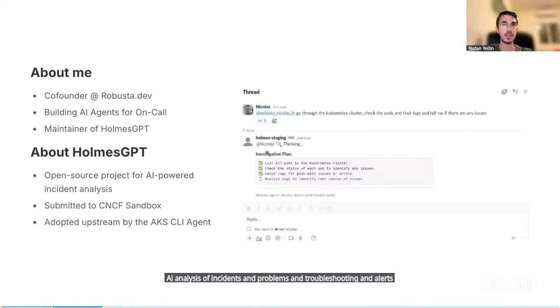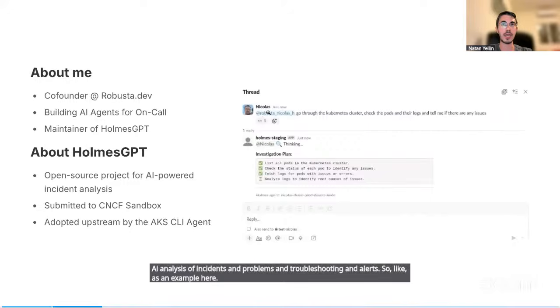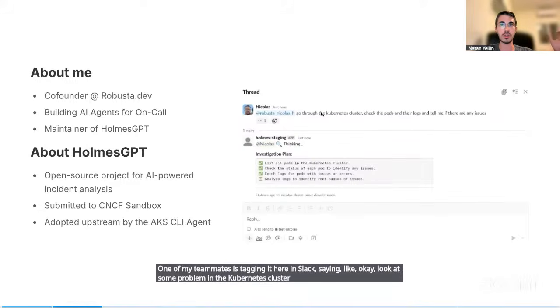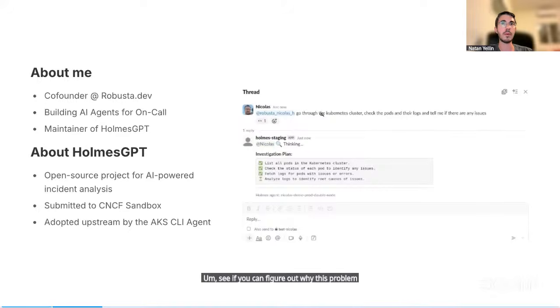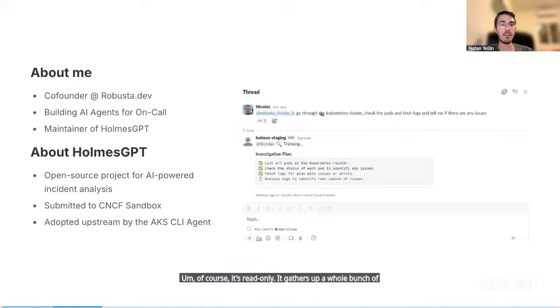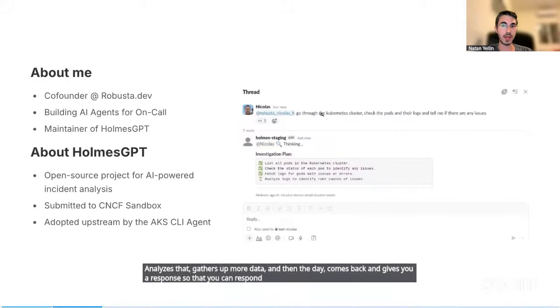As an example here, one of my teammates is tagging it in Slack saying, okay, look at some problem in the Kubernetes cluster, check the logs, check the pods, see if you can figure out why this problem is occurring. And then the agent goes off and gathers up all the data. Of course, it's read-only. It gathers a whole bunch of data, analyzes that, gathers more data. At the end of the day, it comes back and gives you a response so that you can respond to an alert or an incident faster and hopefully go back to sleep at 3 a.m.